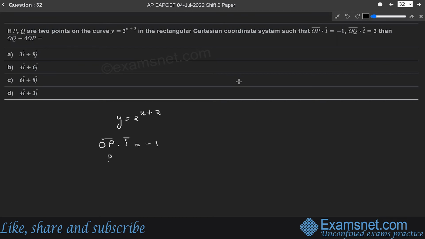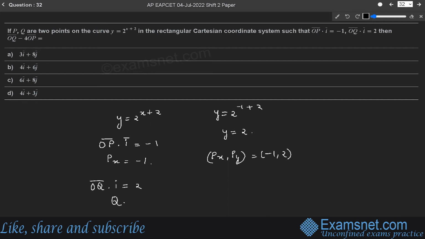So from here we can say that Px will be minus 1 and P lies on the given curve y is equal to 2 power x plus 2. This curve can be further written as y is equal to 2 power minus 1 plus 2 because P of x is minus 1. So y will be equals to 2. We have the points Px and Py which is equal to minus 1 comma 2.